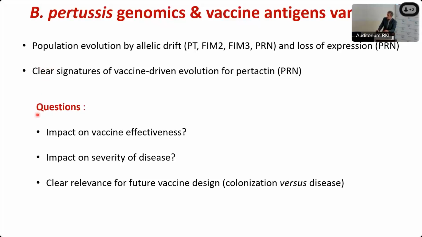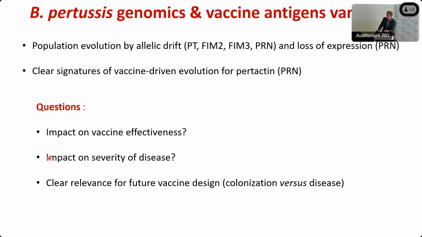Now, the questions that arise from these observations are, first, what will be the impact on vaccine effectiveness of losing pertactin? This is something that's of high concern for vaccine manufacturers, because pertactin was probably the most antigenic antigen in these vaccines.